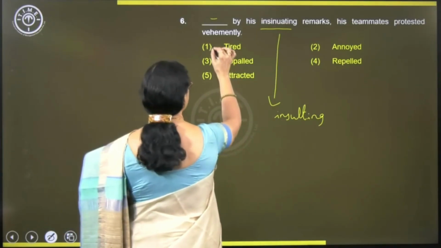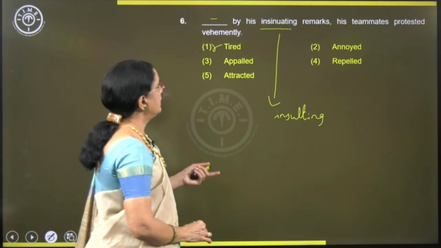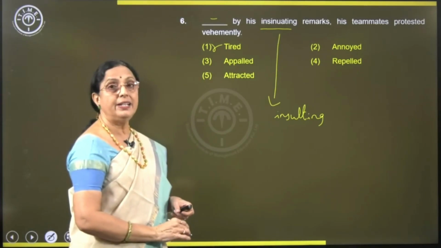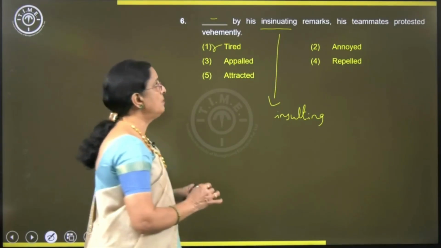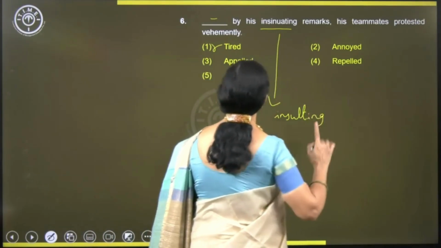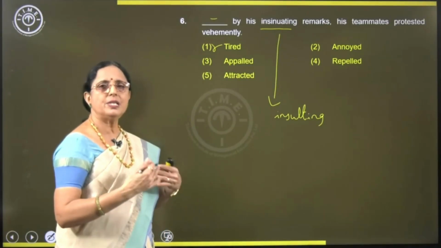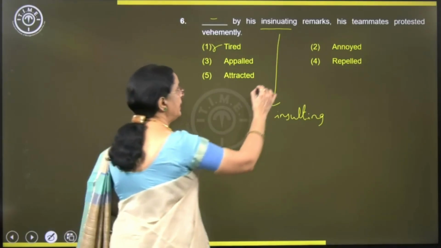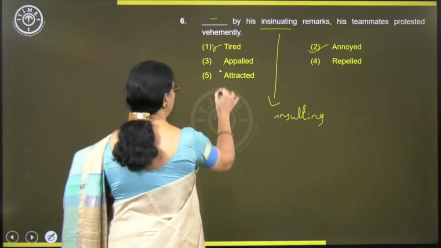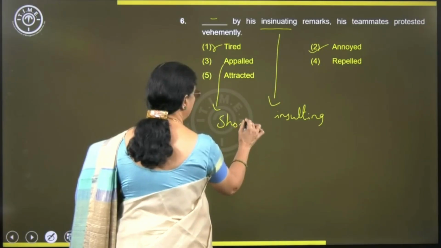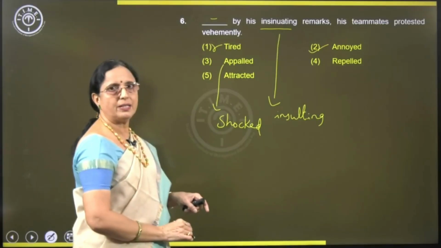Tired by, right. It's not tired because it's not related to work or a repeated thing. Annoyed. Annoyed is what? Irritated, vexed. So, annoyed by his, irritated by his, vexed by his, right? His teammates protested vehemently, not tired. If you are tired of it, you just give it up. That's a usage. So, annoyed, irritated, so they protested. Appalled is shocked. Shocked by this, right? Protest vehemently, that does not go together. Understood?